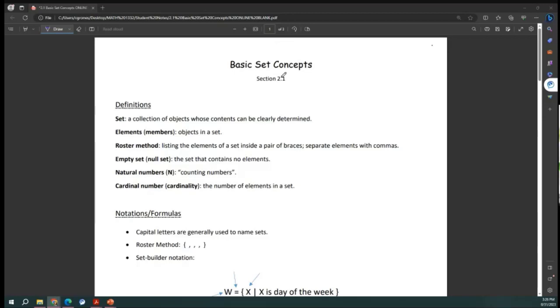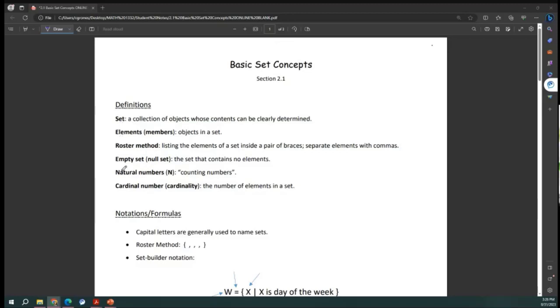And set theory is just all about placing things into categories. Some examples of that would be your gender, your age, whenever you're filling out applications. If they're looking for a particular applicant, they can use certain characteristics like that to narrow down your applications. So there are some definitions that you will need to know.